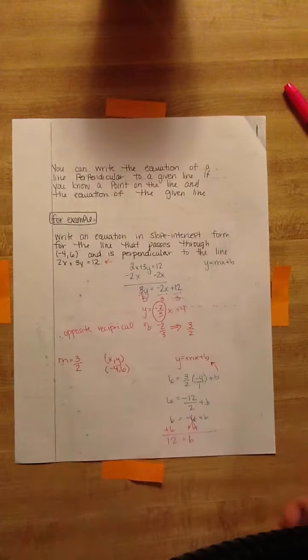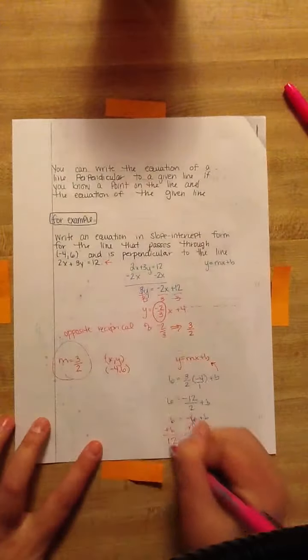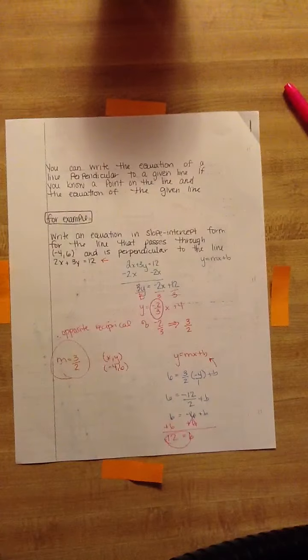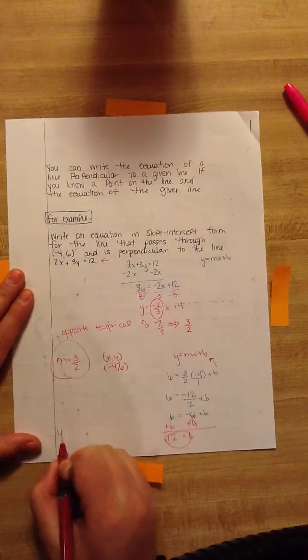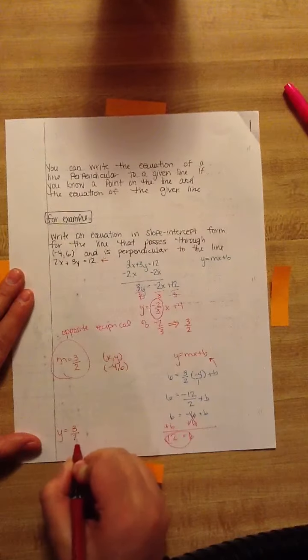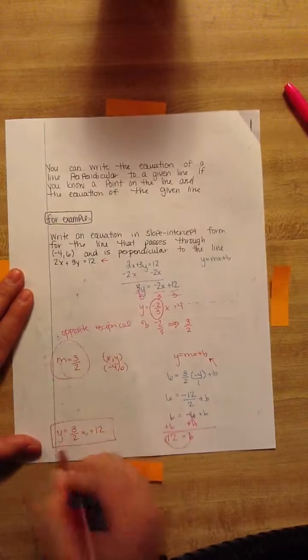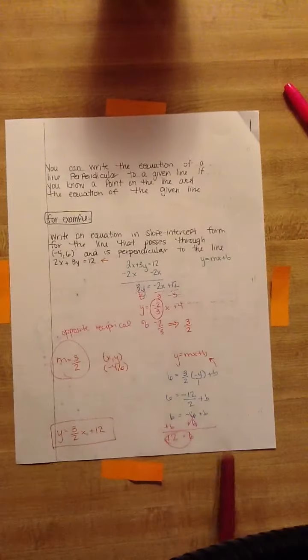These canceled. So now I have my slope, I have my b, and I know it has to be in y equals mx plus b form. So the last thing I have to do is just simply plug in the values that I have found. I'm going to say y equals 3 halves x plus 12. That's the final answer for that example.